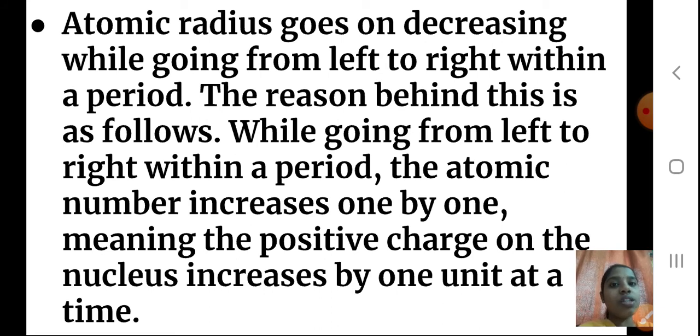Yes, lithium was 3. Then beryllium became 4, right? So the number is increasing, right? So the atomic number increases one by one. Yes, meaning the positive charge on the nucleus increases by 1 unit at a time.